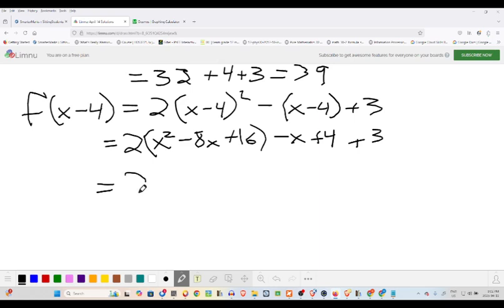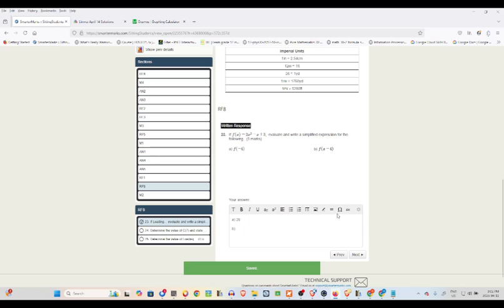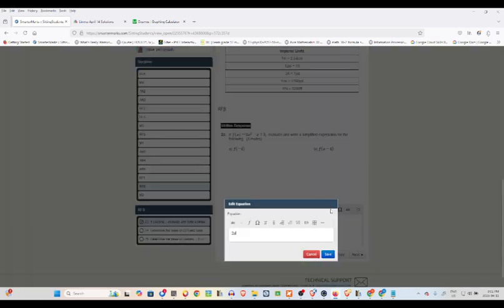Moving the 2 through the brackets, 2x squared minus 16x plus 32 minus x, combining the 4 and 3 to a plus 7. Now we collect like terms one final time. 2x squared minus 17x plus 39. So 2x squared minus 17x plus 39.